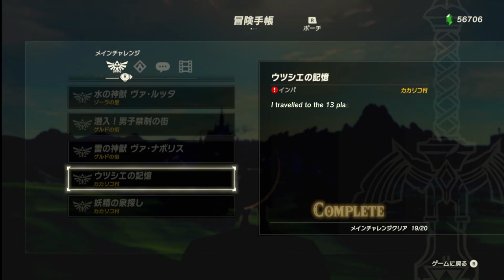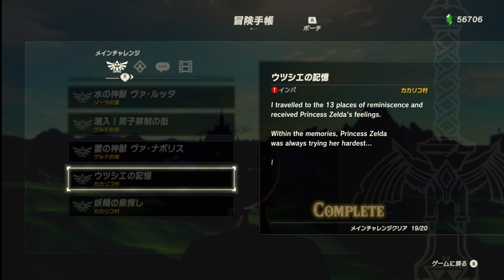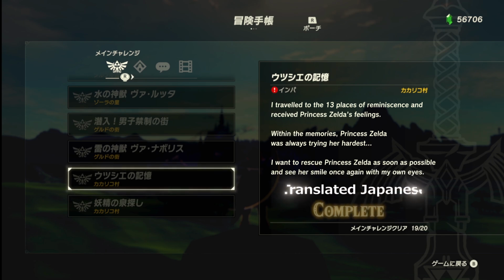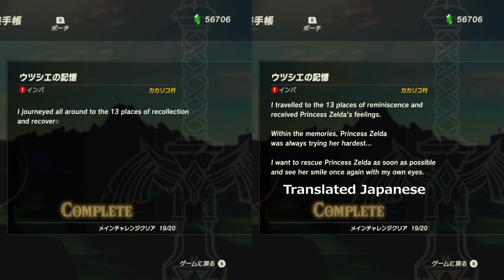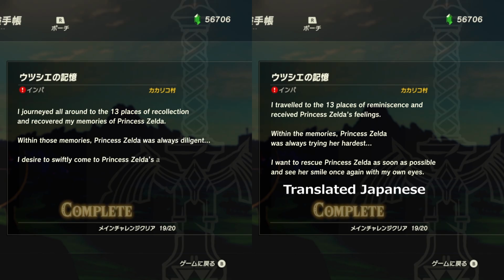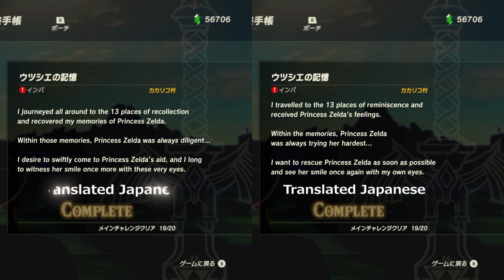I travelled to the 13 places of reminiscence and received Princess Zelda's feelings. Within the memories, Princess Zelda was always trying her hardest. I want to rescue Princess Zelda as soon as possible and see her smile once again with my own eyes. You could also opt for a more dramatic style with something like, I journeyed all around to the 13 places of recollection and recovered my memories of Princess Zelda. Within those memories, Princess Zelda was always diligent. I desire to swiftly come to Princess Zelda's aid, and I long to witness her smile once more with these very eyes.